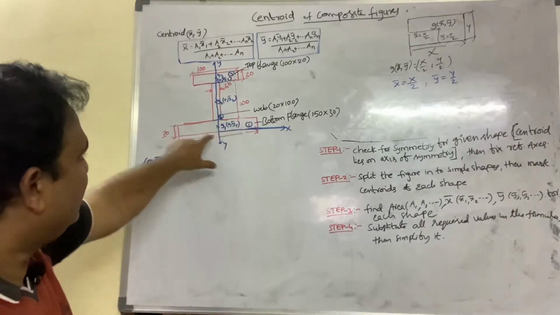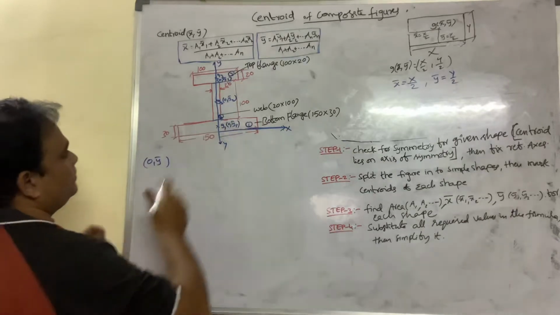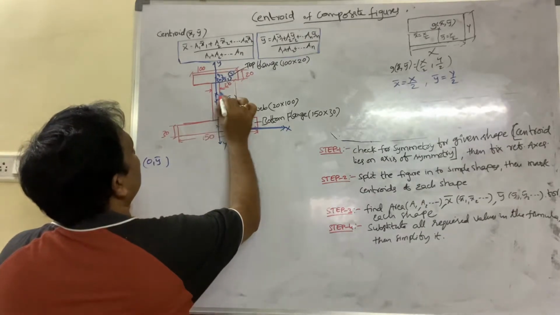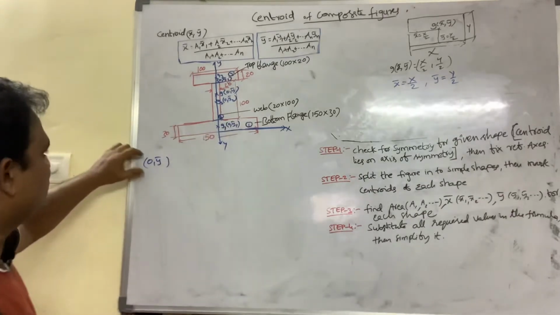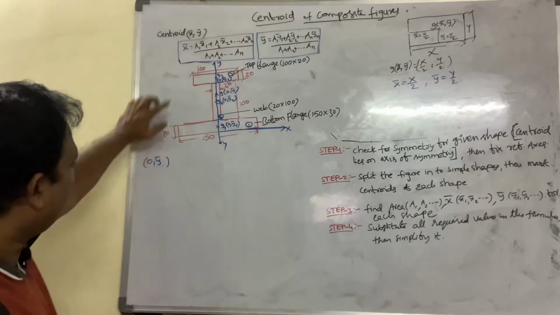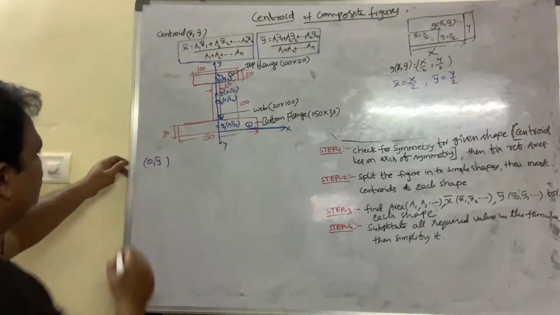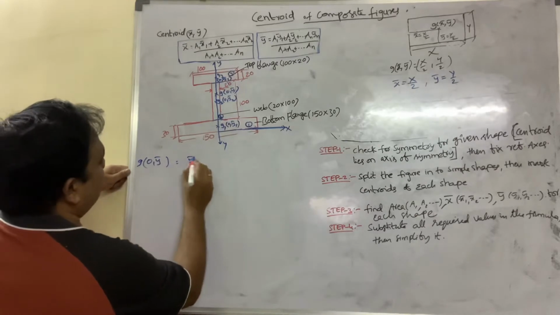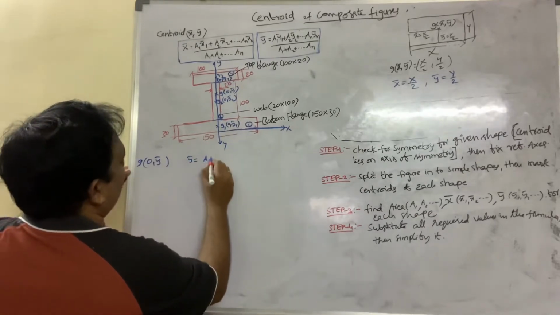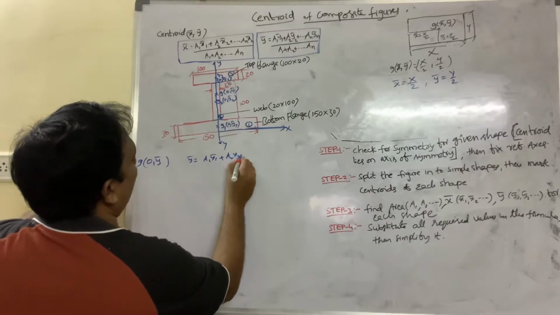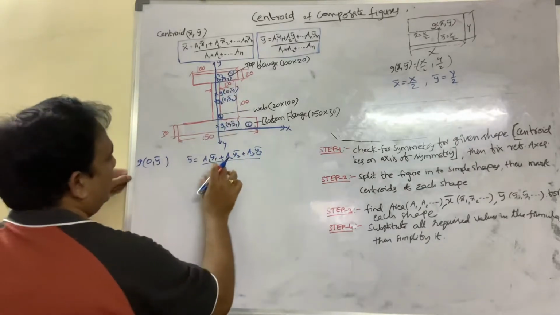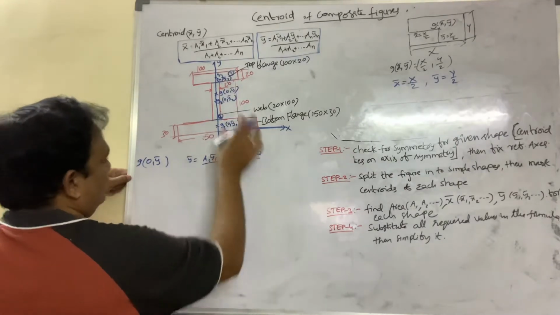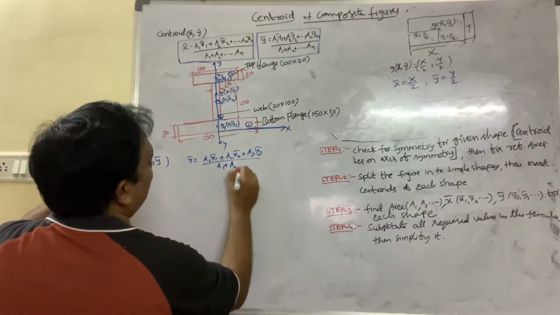And for the entire I section, there must be one centroid. Let us say that is G with coordinates 0 comma y bar, the coordinates of the centroid on the y-axis. This is G, where y bar is a1 y1 bar plus a2 y2 bar plus a3 y3 bar. Since there are 3 members, we take the sum over 3 members, by a1 plus a2 plus a3.